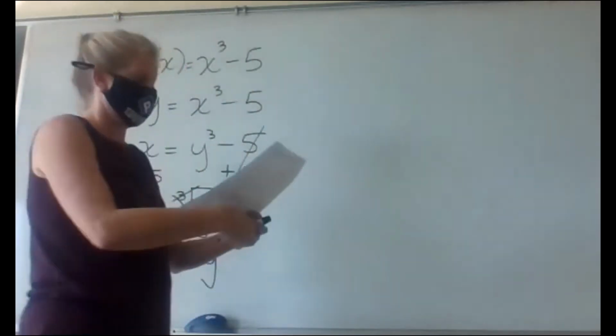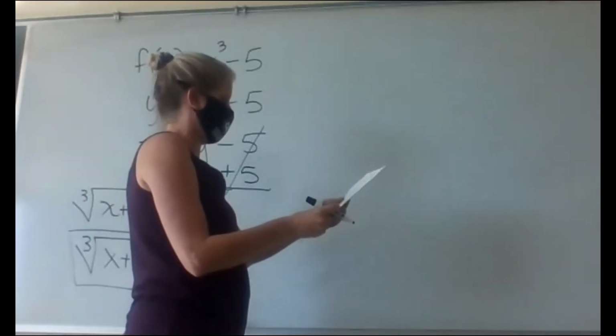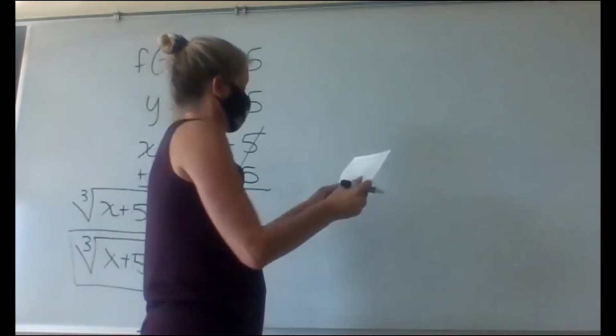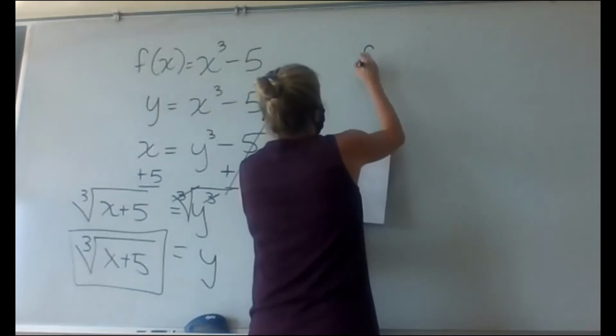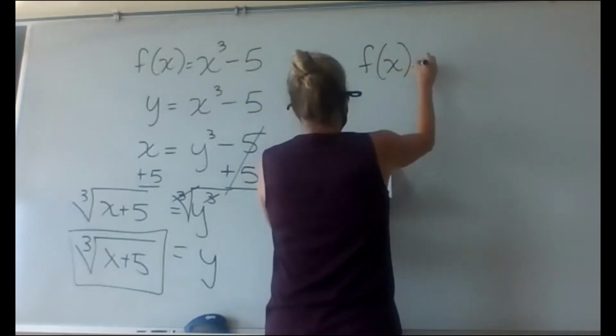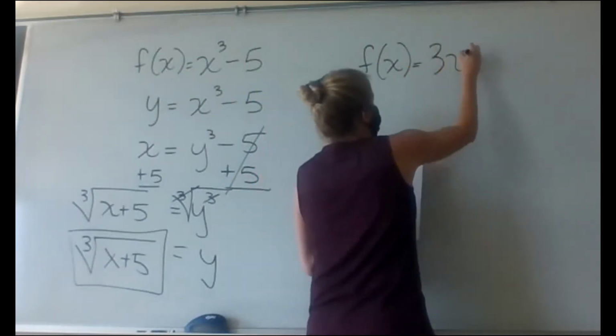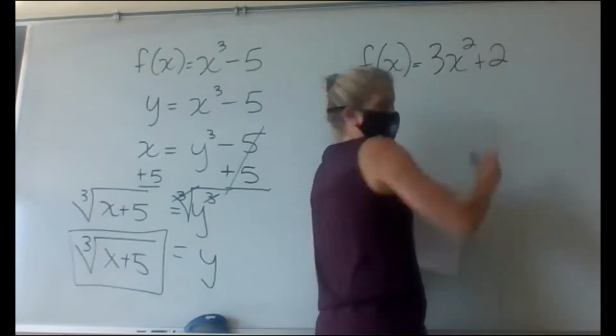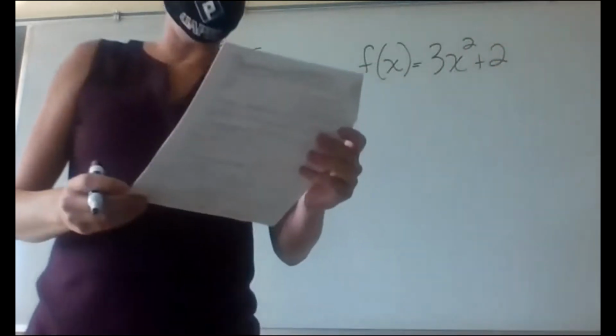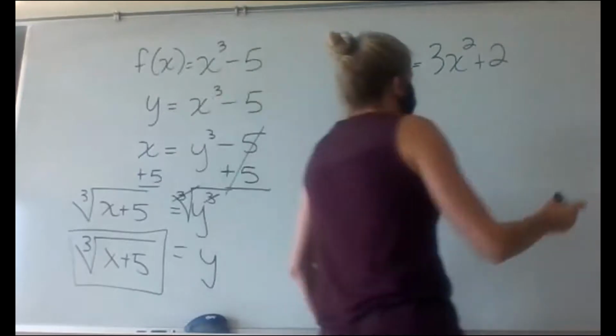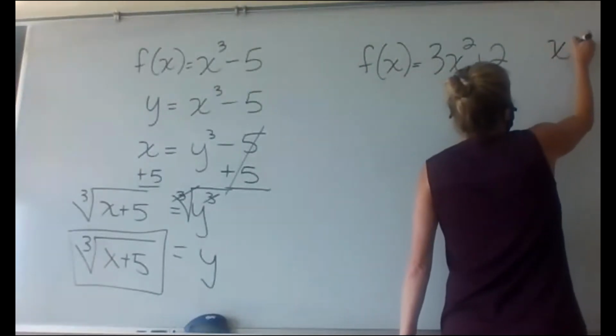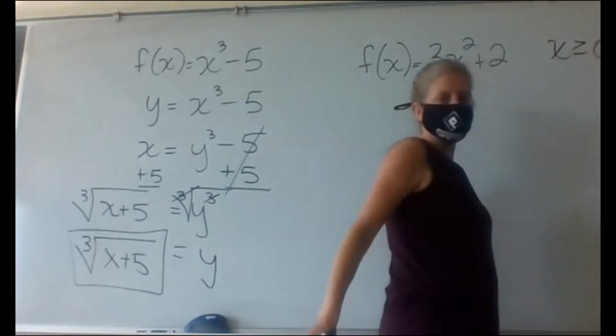Now, this one has something a little funny in the instructions, and let's look at why. It says, given the function f of x equals 3x squared plus 2, where x is greater than or equal to 0. And here's why it says that.